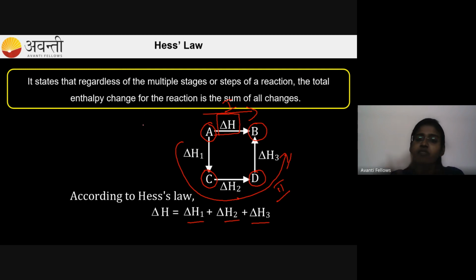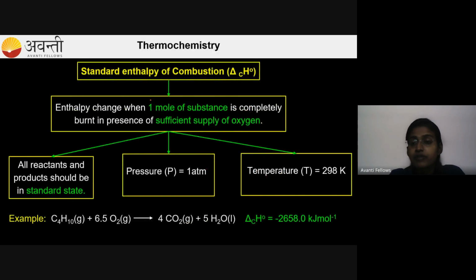So we can have multiple steps. We can have 2-step, 3-step, 4-step, any number of steps, but the total enthalpy change for the reaction is the sum of all the small steps. So this is Hess's law. Got it? Then coming to the next topic, standard enthalpy of combustion, denoted by delta HC naught.